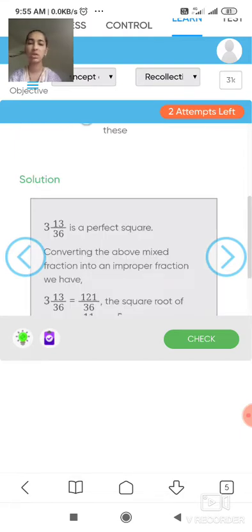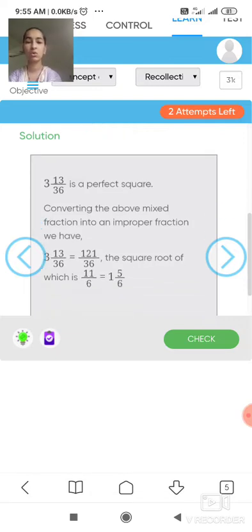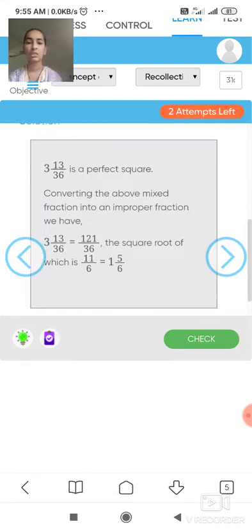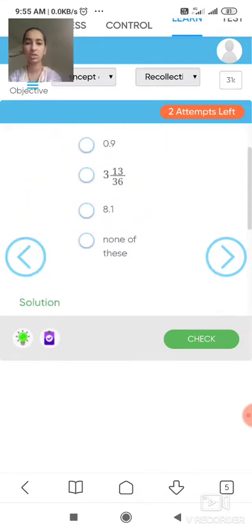Now I will give the solution for that example. This is a perfect square. Why? Because this is a mixed number, first convert it into an improper fraction, then see whether it is a square of any number or not. So the answer for this is, it is a square of 1 5 upon 6, that means 11 upon 6. Okay students, so the correct option is the second one.